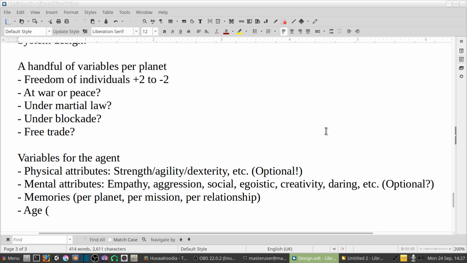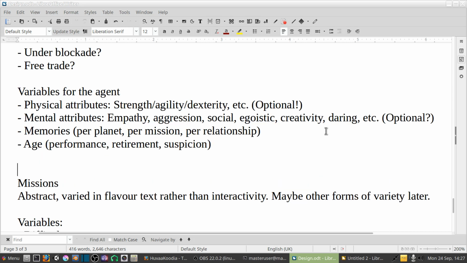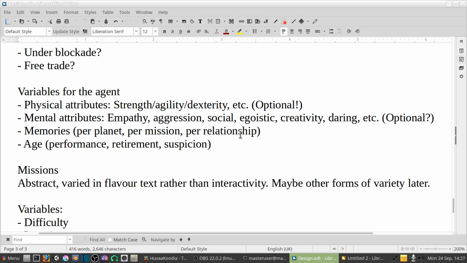So age affects performance in the end, and it also affects retirement, but also, you know, suspicion. If you're really old, you're less suspicious because you don't seem like an agent. Is it really like that? Yes, it is like that. Okay, cool. It's halfway there.